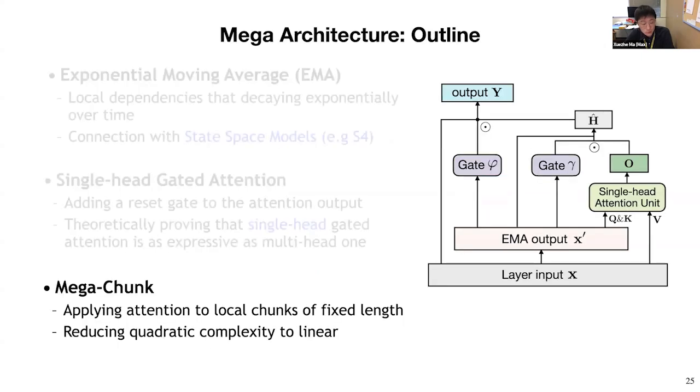And then we just need to combine the EMA layer with the single head gated attention to get our Mega architecture. What we want to say here is that the way we combine these two components is not just stacking them one by one. We have some mechanisms to better combine them. For example, we use the EMA layer to compute the Q and K, and the value is still from the original input, and we also have a gate here to combine them.